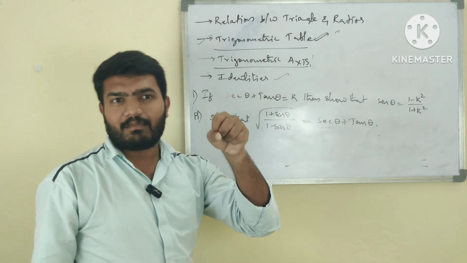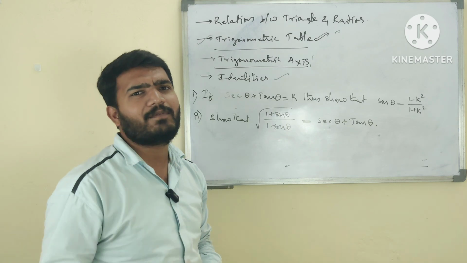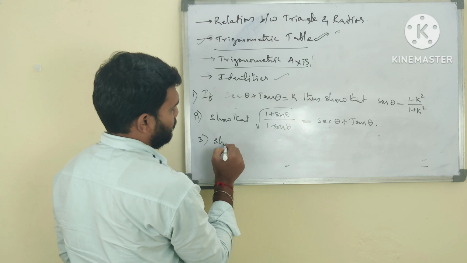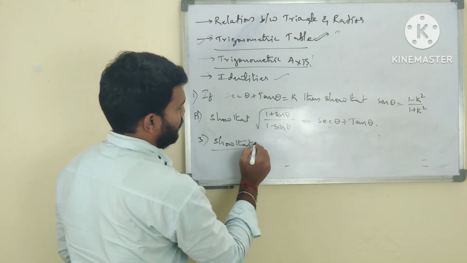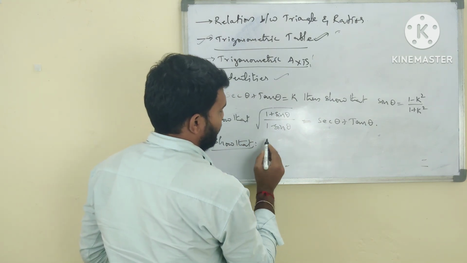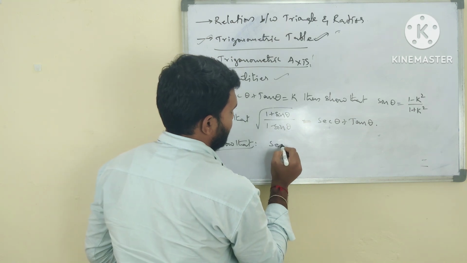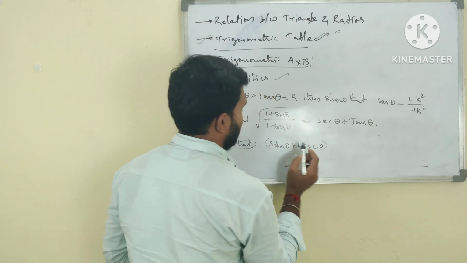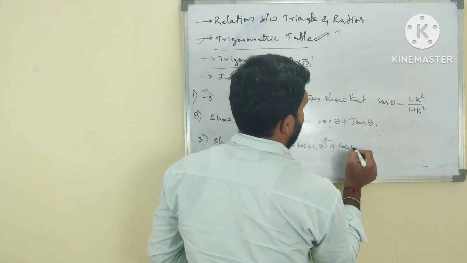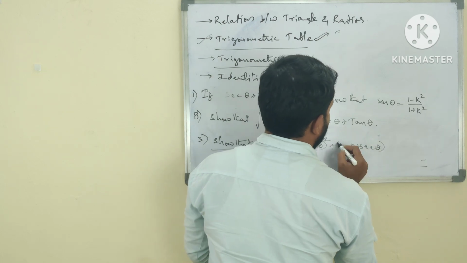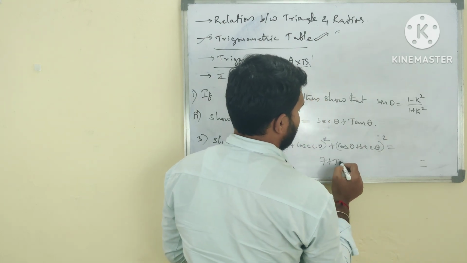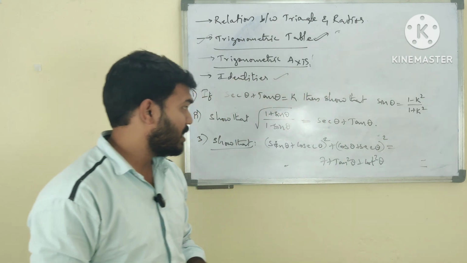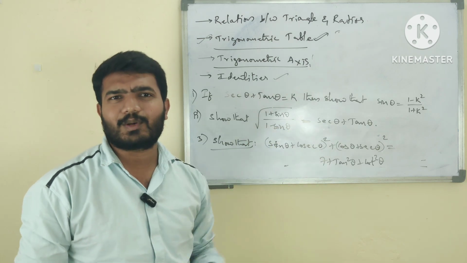If you miss both of these questions, then we will get some simplification, like: show that (sin theta plus cosec theta) whole square plus (cos theta plus secant theta) whole square is equal to 7 plus tan square theta plus cot square theta. So actually it seems to be difficult, but it is a very easy question.